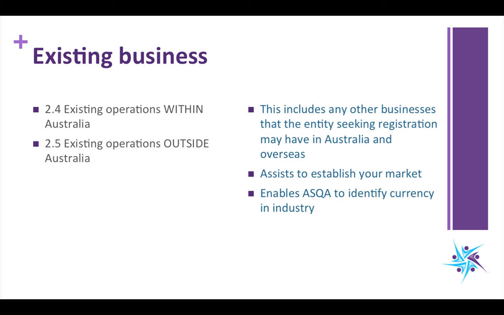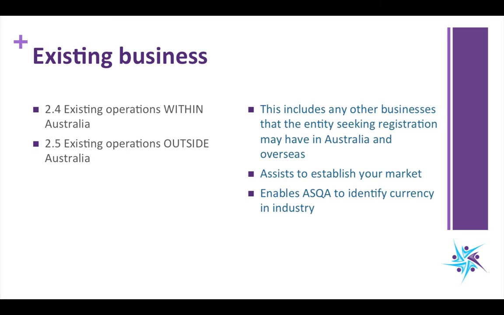Why do ASQA want to know about your existing business? Well, this supports your application. So if you currently own a business where you are delivering security services, for example, and now you want to deliver training in security, this is going to validate why you should put these qualifications on your scope, because you're already current in the industry, you already have a background in it, and that further cements why you should have an RTO with these qualifications on your scope.